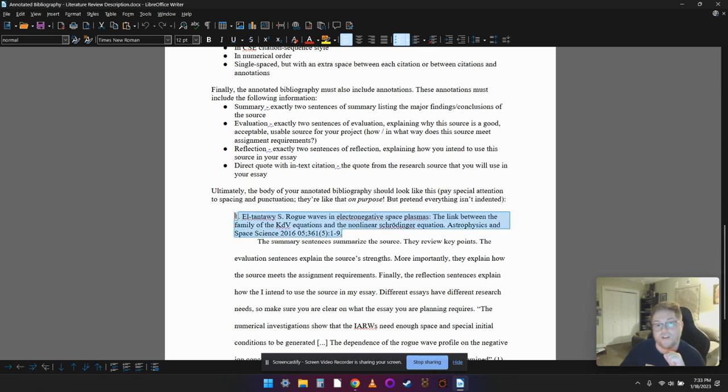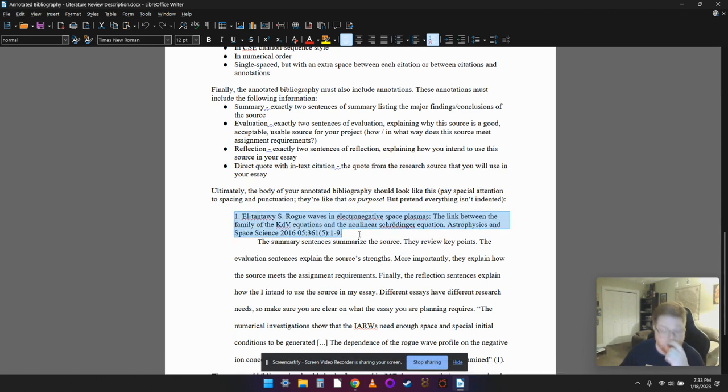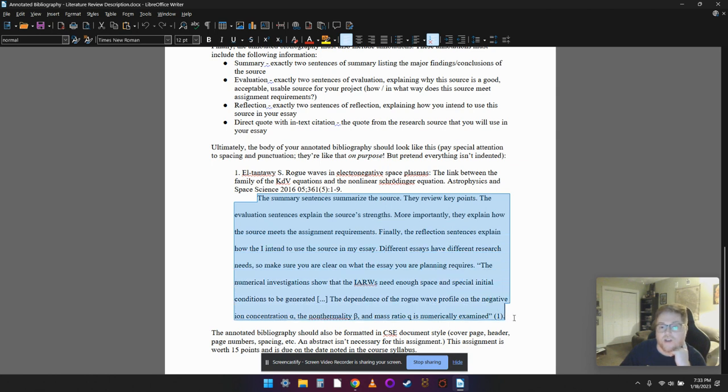One is going to be the citation. You see that there. That's what we did with the CSE practice, I don't know, last week or something like that. And the other part is the annotation there.